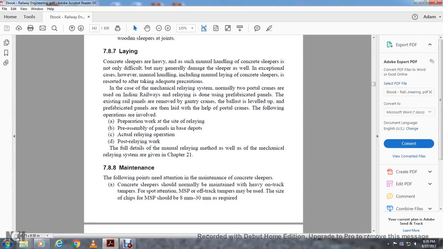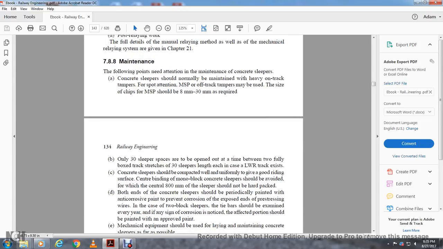788. Maintenance. The following points need attention in the maintenance of the concrete sleeper. The concrete sleeper should normally be maintained with a heavy on-track tamper with a short spot. Alternatively, the MSP of the off-track tampers may be used. The size of the chip of the MSP should be 8 millimeters. 3 millimeters is required.